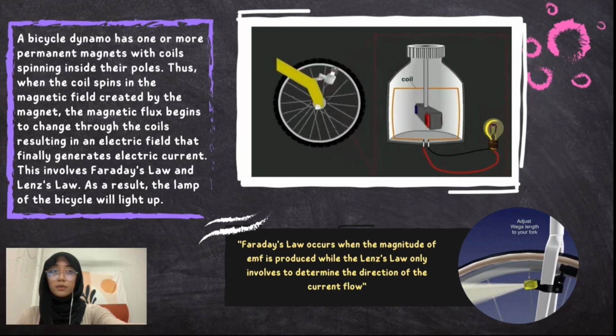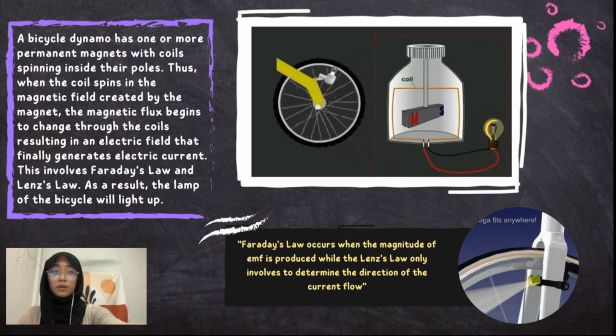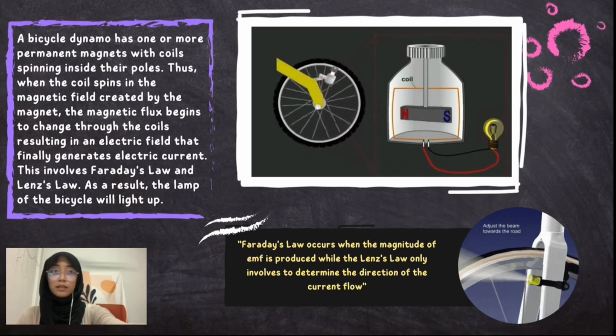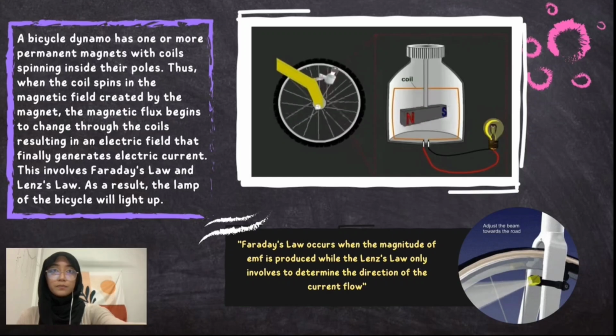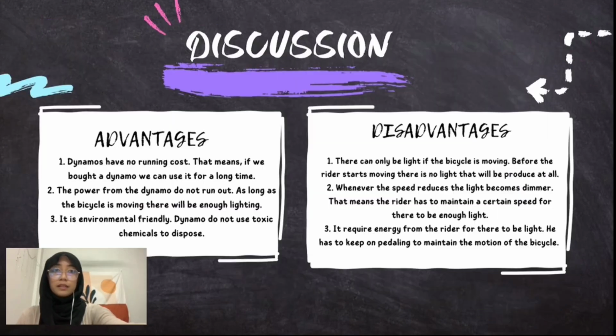Faraday's law occurs when the magnitude of the EMF is produced, while Lenz's law only serves to determine the direction of the current flow. So there are advantages and disadvantages when using a dynamo. Let's discuss the advantages first.